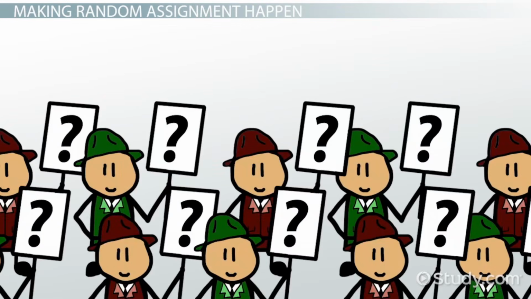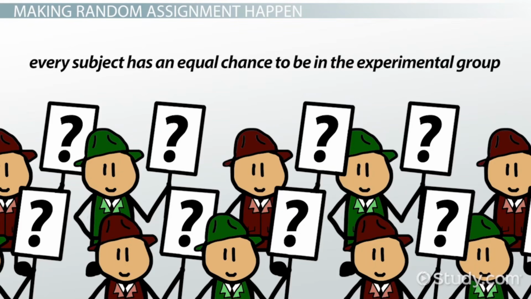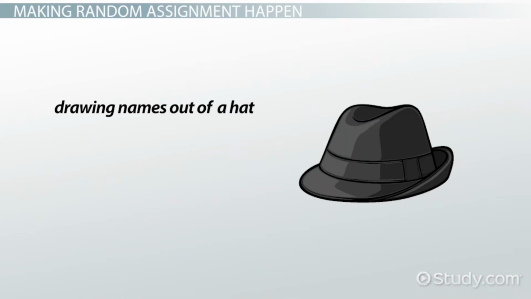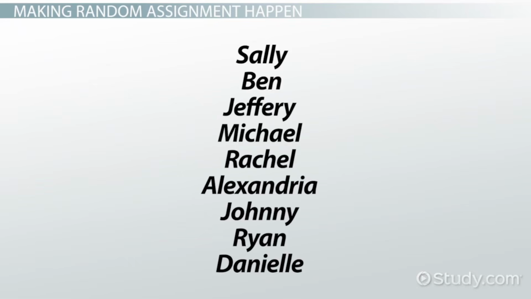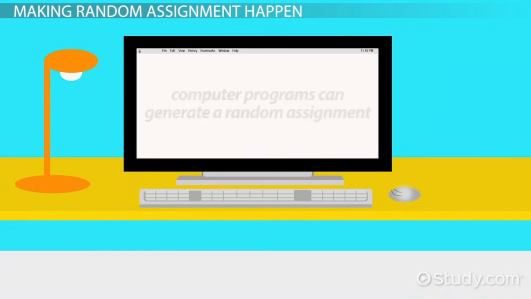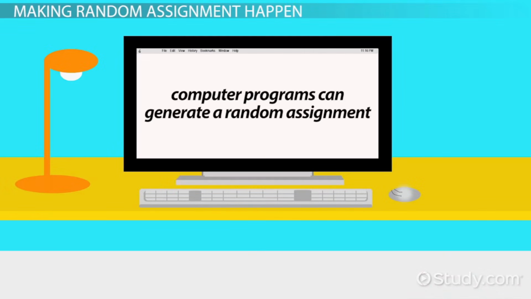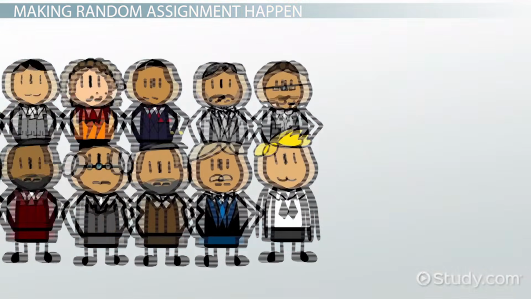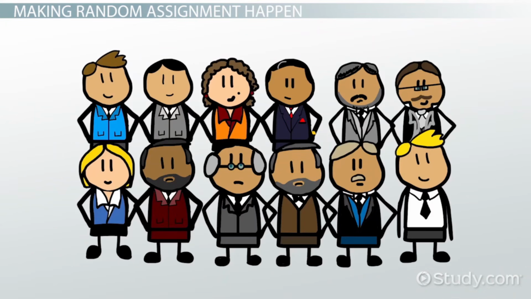So, how do you ensure random assignment? There are a lot of different methods. The only requirement is that every subject has an equal chance to be in the experimental group. Drawing names out of a hat or creating a lottery are ways to make assignment to the experimental group random. Choosing every third name off a list of students is also random. Several computer programs can generate a random assignment of participants for you. The important piece is that subjects are equally likely to be in the experimental group.